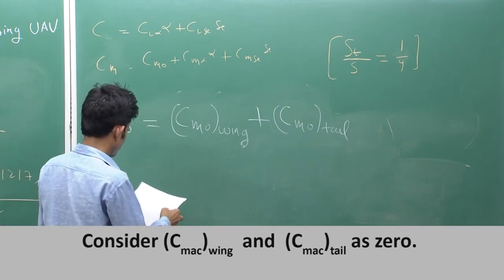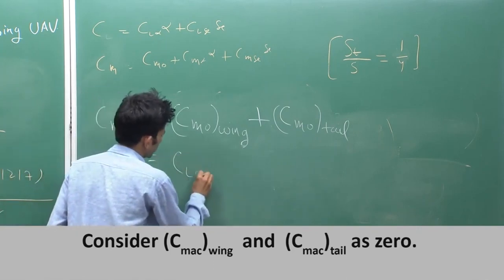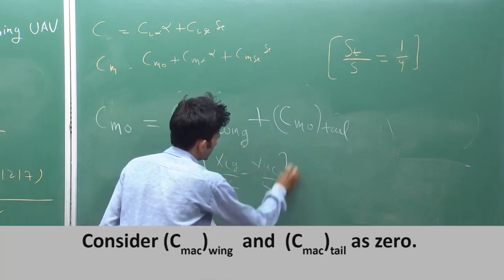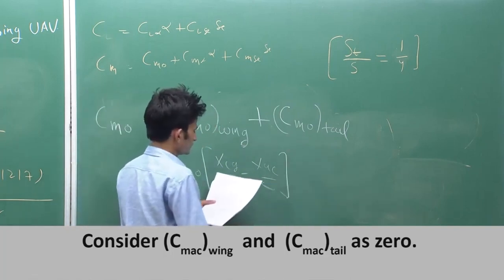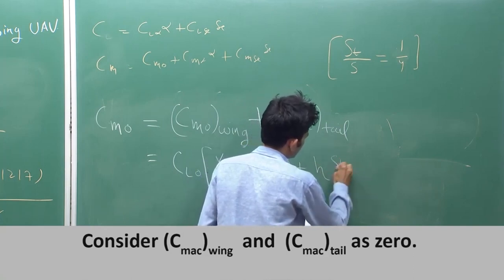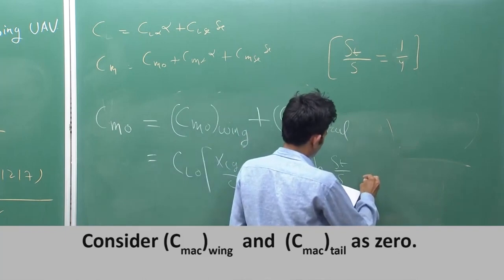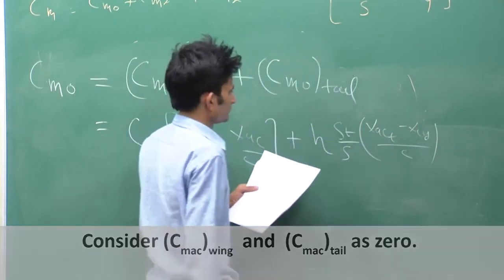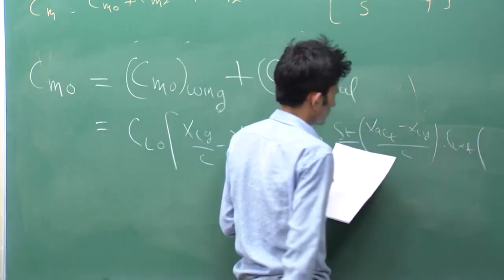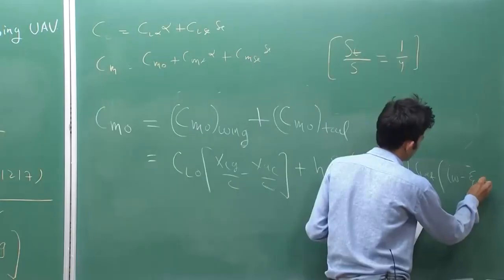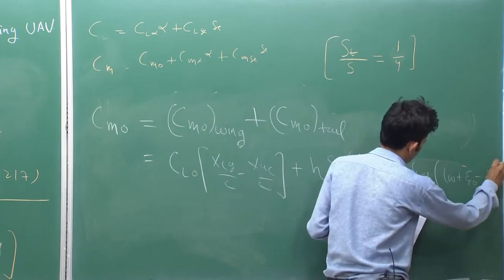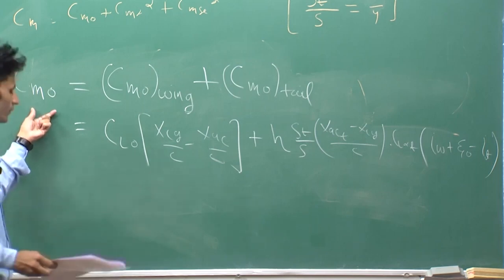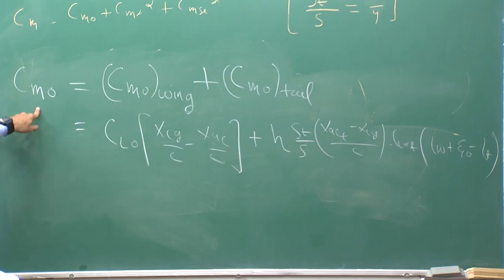Okay. So, CM naught of the wing you can further write as CL naught into XCG by C minus XAC by C. And what is the CM naught of the tail? It is eta ST by S into XAC of tail minus XCG divided by C, into CL alpha of the tail, into IW minus epsilon naught plus epsilon r minus IT. So, this is nothing but your CM naught of the whole UAV or aircraft.